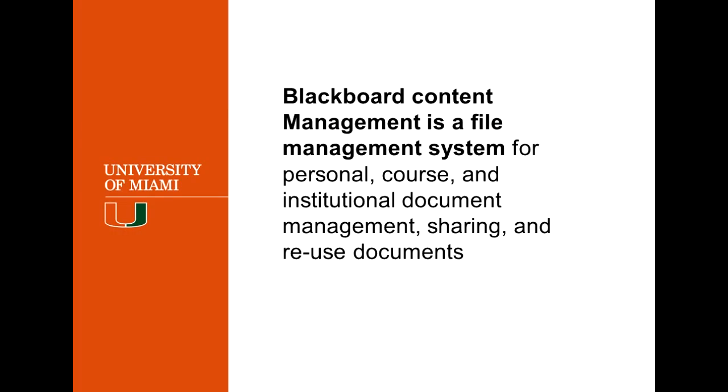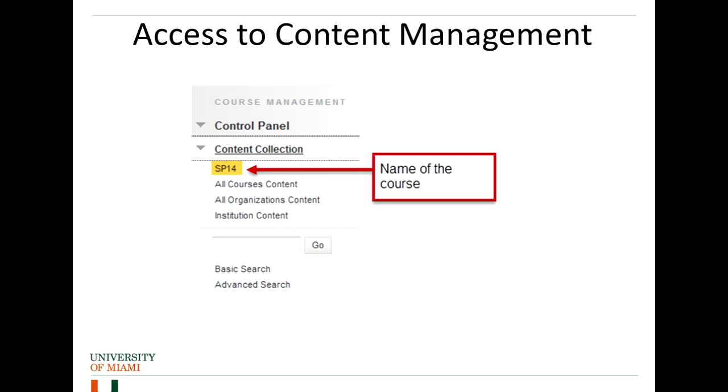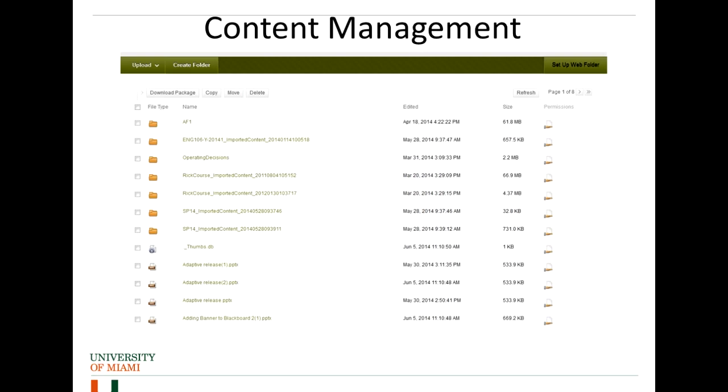So what is it? The Blackboard Content Management is a file management system for personal, course, and institutional document management, sharing, and reuse of documents. How do you access the content management? When you access one of your courses, you will see it under the control panel, then the content collection, and right under that you will see the name of your course. Clicking on that one, you will be taken to the content management for your course.